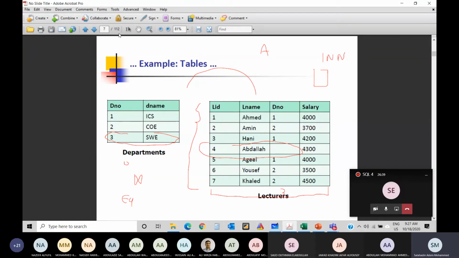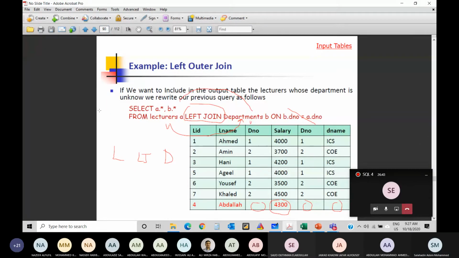Let me just show you an example here. Here I'm saying the following. This is left outer join, which means all the information of all the rows of the table on the left will appear in the output. Select A dot star, all the columns of A and all the columns of B.